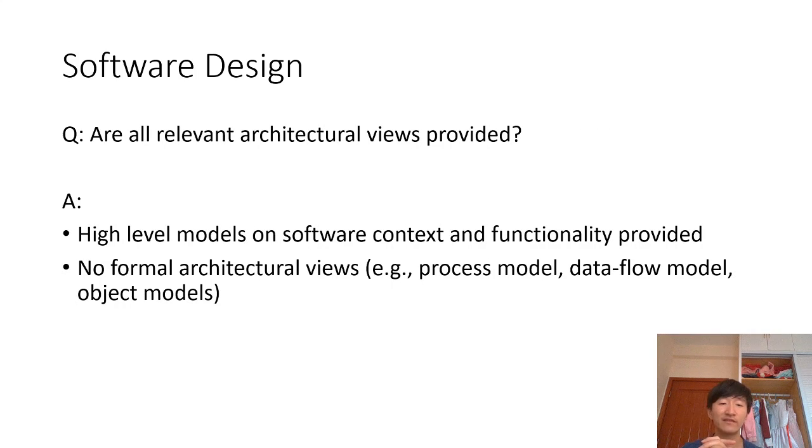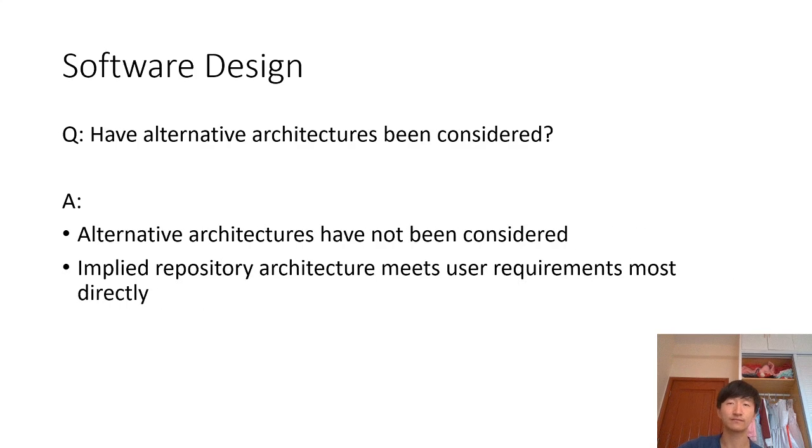Our SDD provides high-level models, i.e. the context model and the user interface wireframe, on software context and functionality. However, none of these have been translated into formal architectural views, and we do not have any process models, any data flow models, or any object models. Alternative architectures have not been considered. Our project is small and self-contained, and we plan on using a repository architecture, although this has not been formally documented, because we believe such an architecture will allow us to meet our present user requirements most directly.